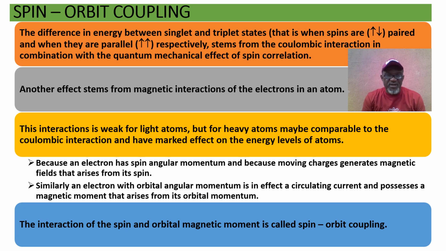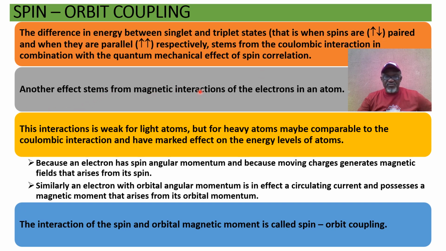Spin-orbit coupling. Now we have an electron, it has a spin and it also has an orbit. Remember, there's an orbit and there's a spin. So the difference between the singlet and triplet states, of course, I think we'll still meet this singlet and triplet again, when they are paired and when they are unpaired, is the Coulombic interaction which results in quantum mechanical effects. So for electronic configuration, sometimes you see this, sometimes you also see that.